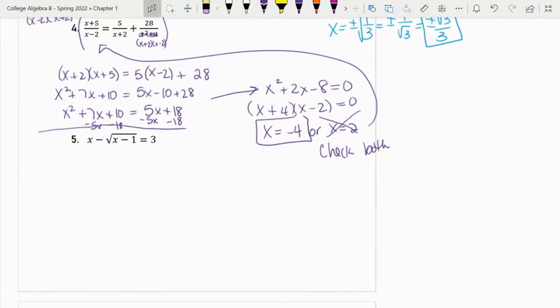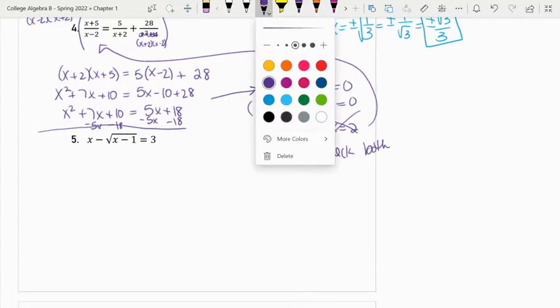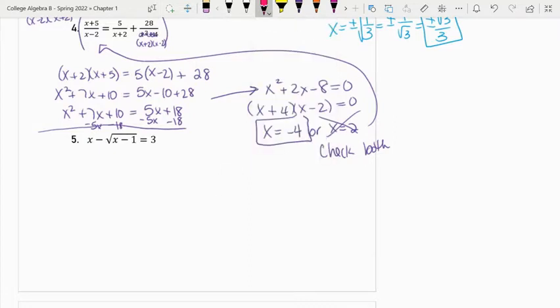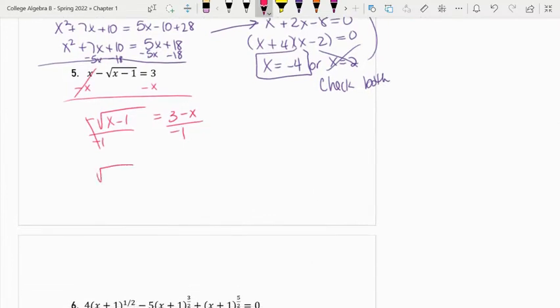All right, number 5. I'm going to isolate the radical, so I'm going to minus x on both sides. So I get negative square root of x minus 1 equals 3 minus x. Let's get rid of that negative 1 in front, so divide both sides by negative 1. So then I have square root of x minus 1 equals negative 3 plus x.